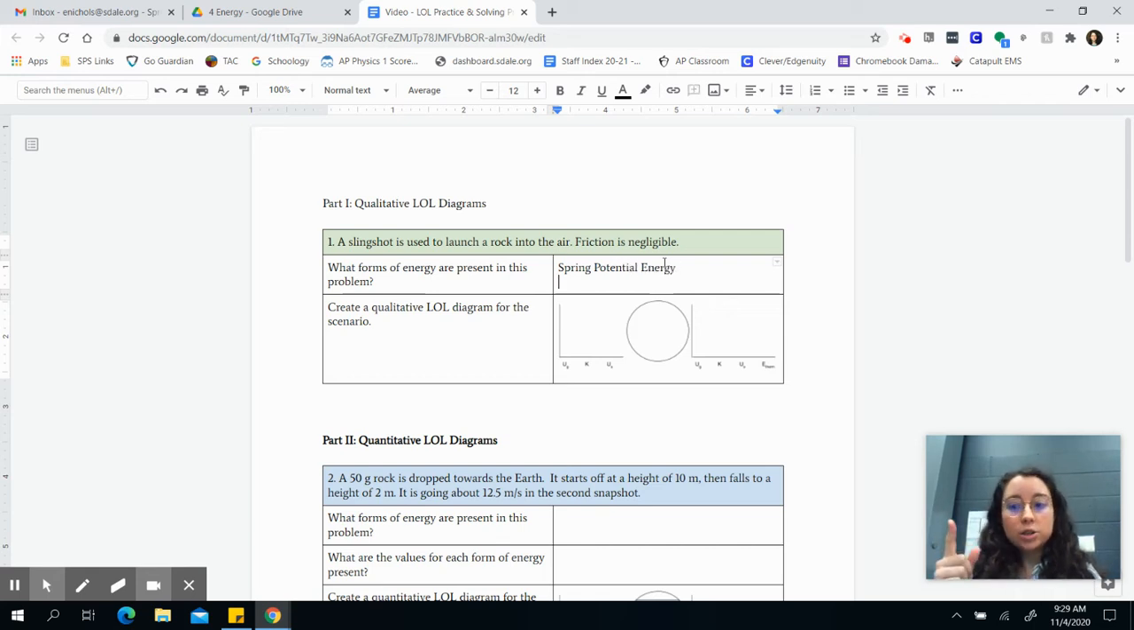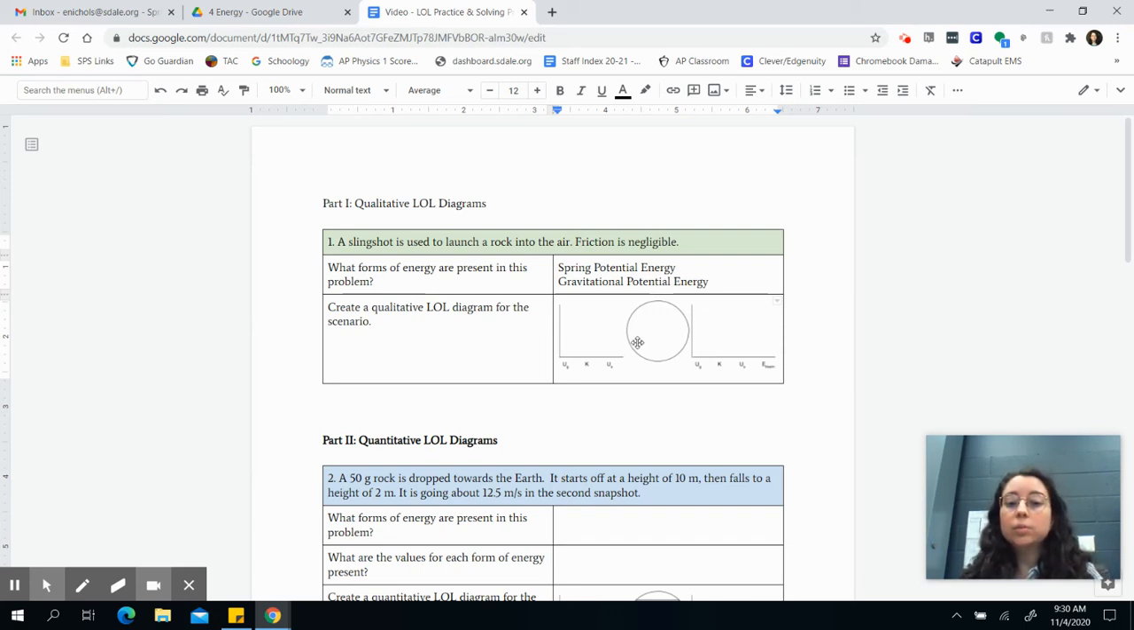And then it says it's launched into the air. I'm going to pick the point where the rock is at the highest to be my second snapshot, which means since I have height, I'm going to have gravitational potential energy. If I picked a different snapshot, such as halfway up the projectile path, then I would account for speed. But because I'm going to pick that top point where velocity is 0, I don't have to account for speed or kinetic energy. Since friction is negligible, I don't need to think about thermal energy in this problem. So we're just going to leave it at that.